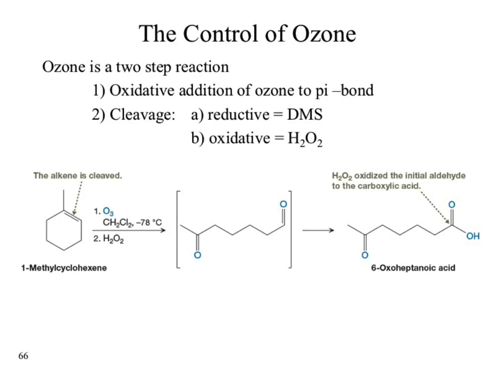So, your 2-step process, oxidative addition of your ozone to the pi bond, that forms our ozonide. As far as memorizing the structure of what the ozonide looks like, what do you guys think? Is it something that's worth trying to memorize? Why are you saying no?